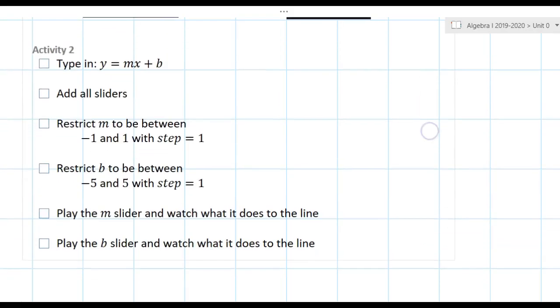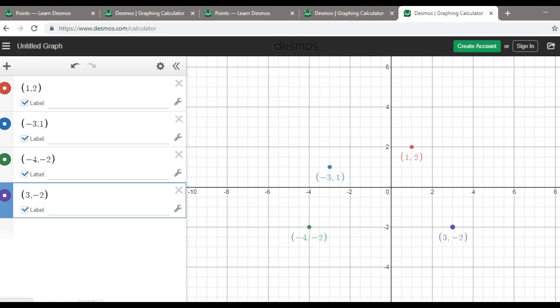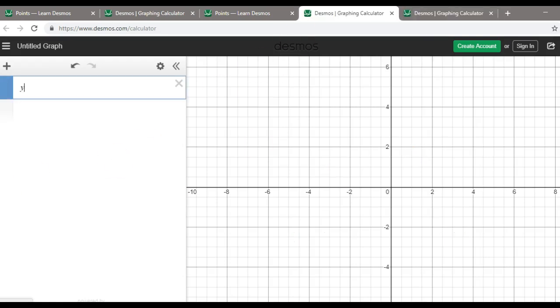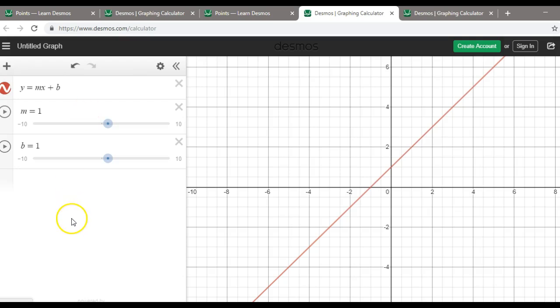Activity 2. We're going to type in y equals mx plus b. When you do that, the option to add a slider will come up. We want to add all sliders. M represents the slope of the line. B represents the y-intercept on the line, meaning that is where the line appears on the y-axis.